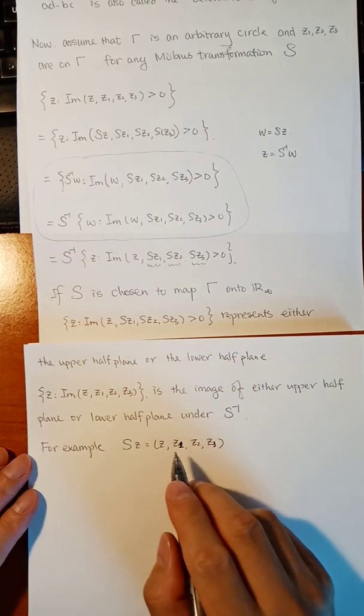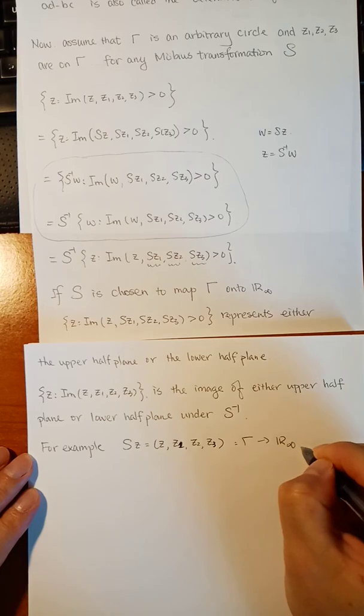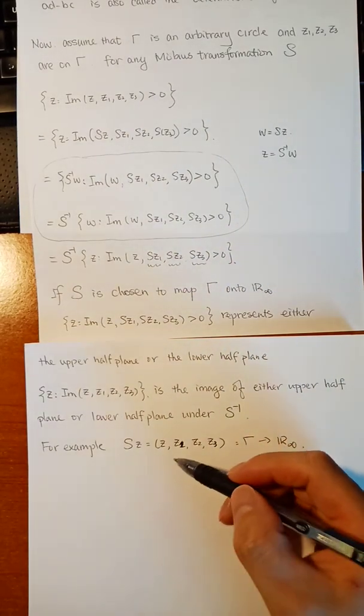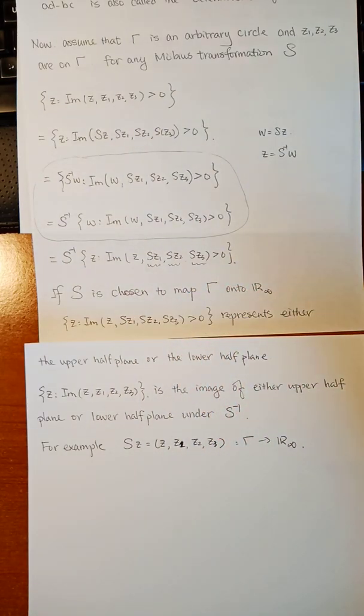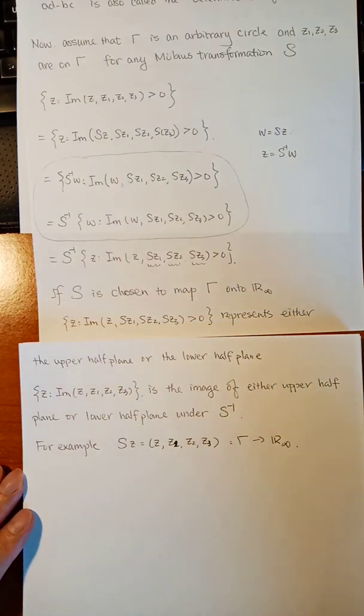Then it will map gamma to R infinity. Okay? And then you apply this S to Z1, Z2, Z3. Correct? Well, this is just one of a choice. It's not unique at all.